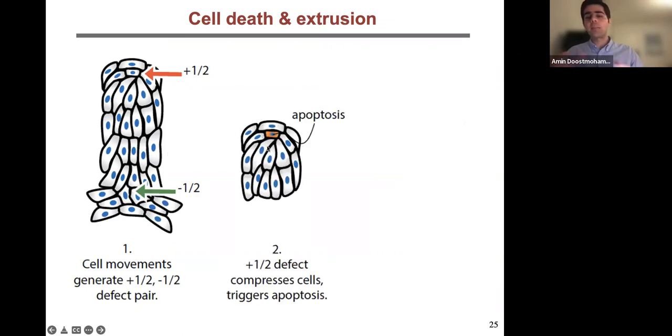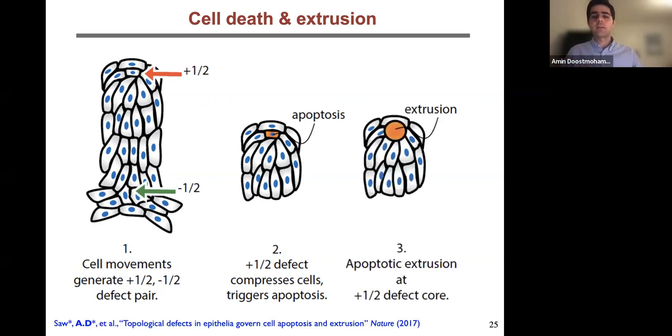We initially thought the compression basically pushes the cell out. It turned out to be more complicated biologically. Essentially, the compression first kills the cell, and the cell immediately loses contact to the surrounding and almost simultaneously is pushed out of the monolayer. There was a question.